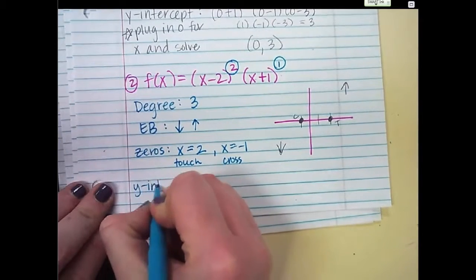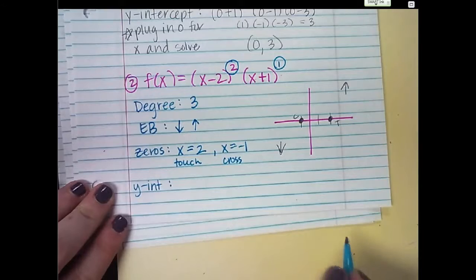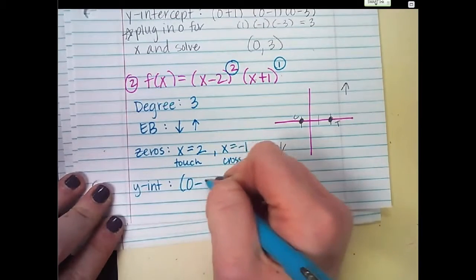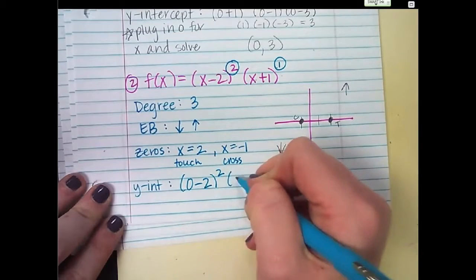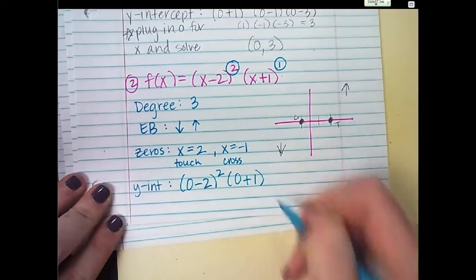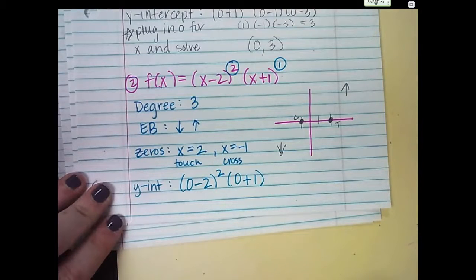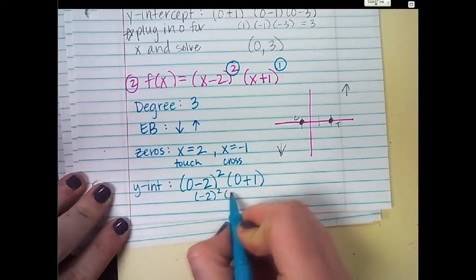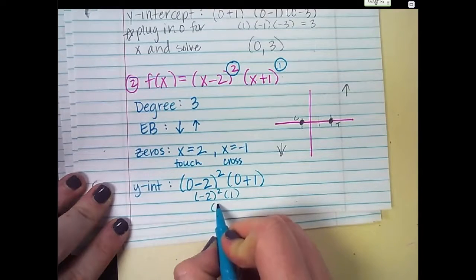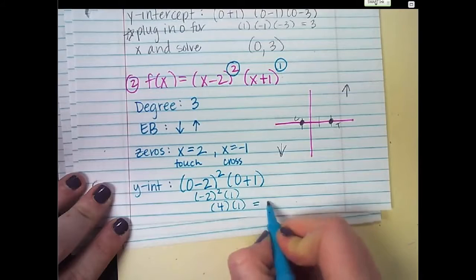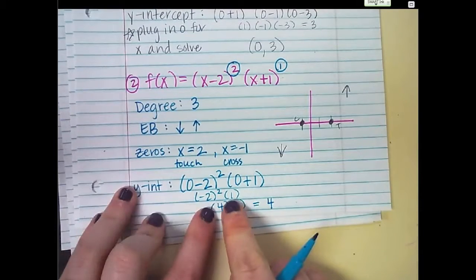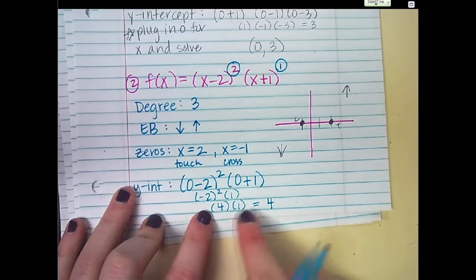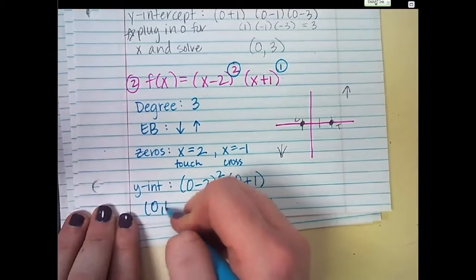And then last, you just need the y-intercept. So plug in 0 for x. So 0 minus 2 squared, 0 plus 1. And don't forget here you're multiplying. A lot of people in second period kept saying 5, but it's not, it's 4 times 1. So my y-intercept is just (0, 4).